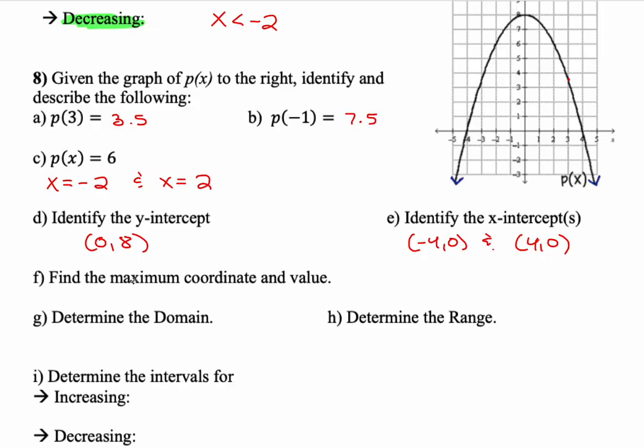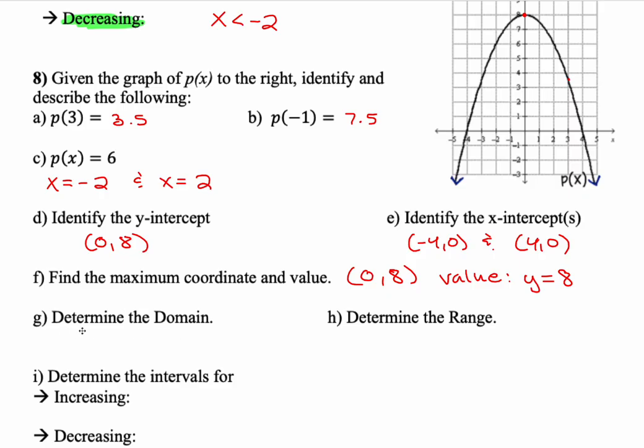F says find the maximum coordinate and value. So maximum tells us that it's the highest point on the graph. So we look at the top of the graph and we see we have a coordinate up here, which is the highest point, which is at 0, 8, which is the same as your y-intercept, which is just a coincidence. And it also says find the value. So our value is always the y of that coordinate. So the y value, the y maximum, is y equals 8. And that helps us with our range.